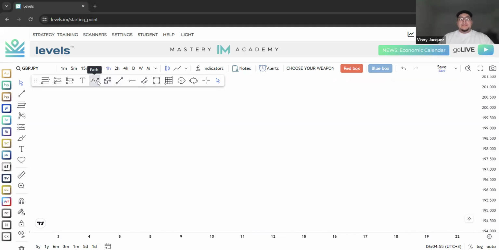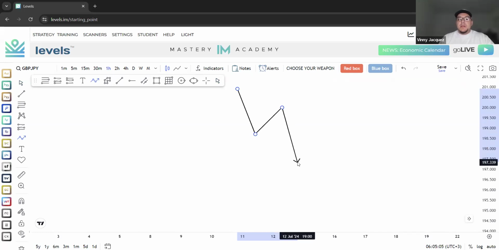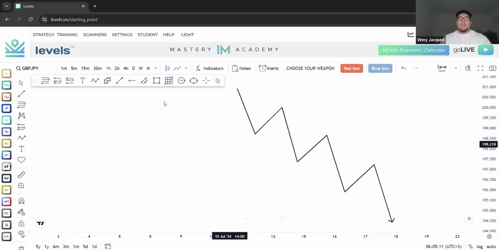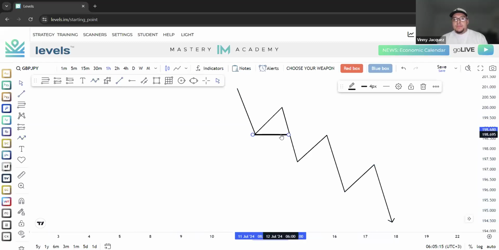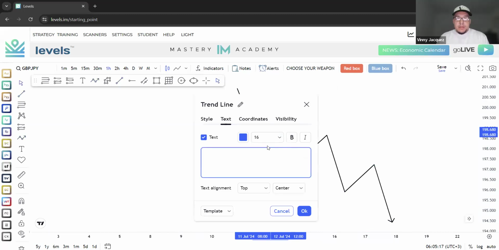So again, guys, what we like to see when we're trading with levels is structure. You want to see lower lows, lower highs, break of structures, and we want to see the same thing here. Lower lows, lower highs, lower lows, lower highs, lower lows. So let's go ahead and mark this stuff up. This is a BOS, a break of structure to the downside.